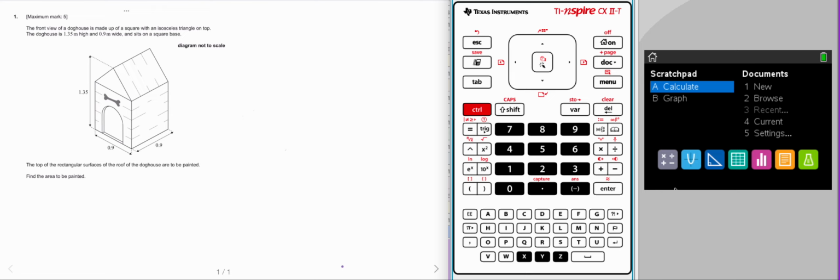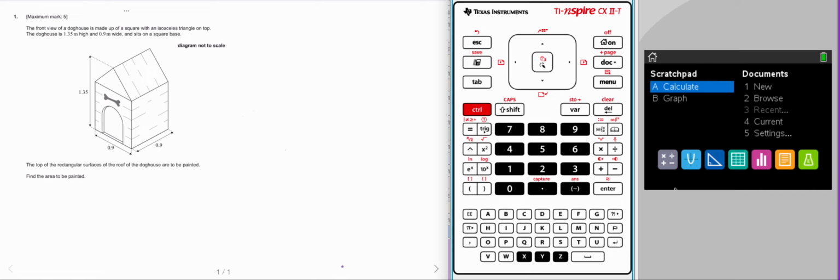Question 1, maximum mark 5. The front view of a doghouse is made up of a square with an isosceles triangle on top. The doghouse is 1.35 meters high and 0.9 meters wide, and it sits on a square base. The top of the rectangular surfaces of the roof of the doghouse are to be painted. Find the area to be painted.